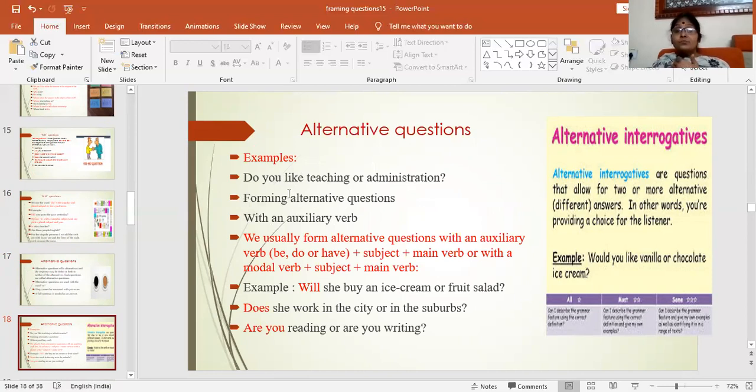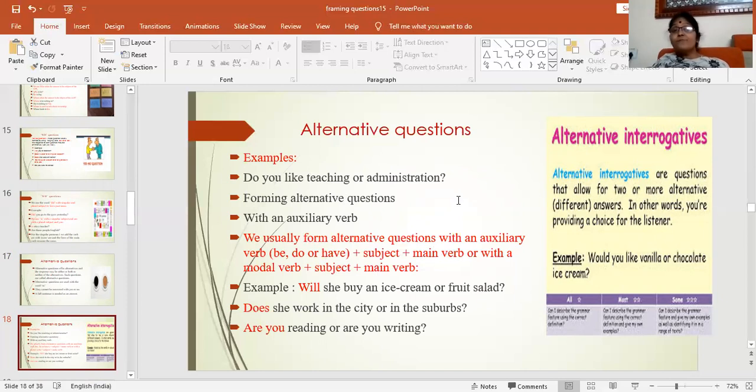Now, we can also form alternative questions with an auxiliary verb. We form alternative questions with an auxiliary verb be, do, or have plus subject plus main verb, or with a modal verb plus subject plus main verb.